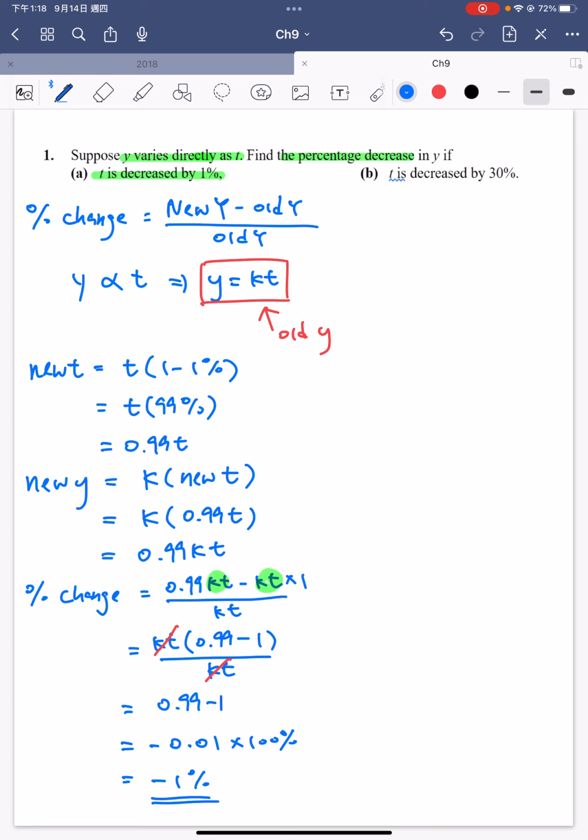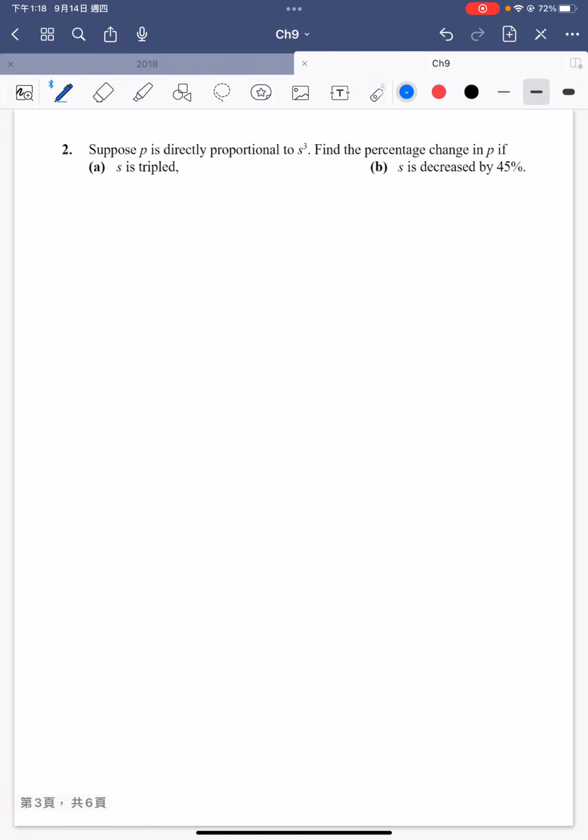Can you guys do it in a similar way for part B as well? I won't do part B in this video. So now we can move into question 2.